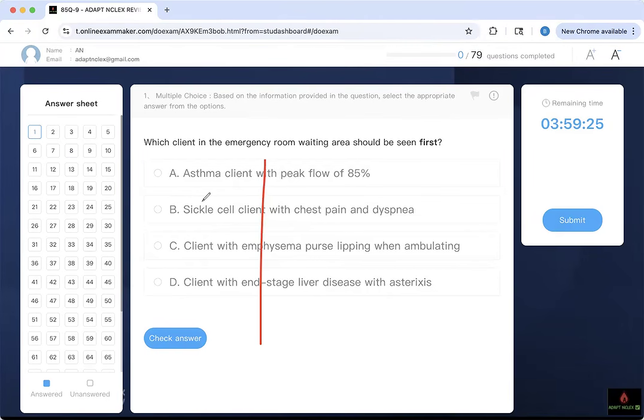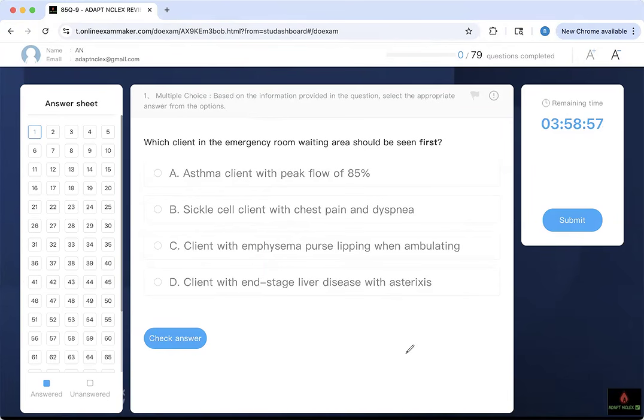Asthma client with peak flow of 85%. What do you think? Sickle cell client with chest pain and dyspnea. Client with emphysema with pursed-lip breathing when ambulating. Client with end-stage liver disease with asterixis. Stop the video, pick one of the answers. Then after that, see what I'm going to tell you. Listen to it and then pay attention to the strategy and use it to answer all the questions. Did you pick an answer?